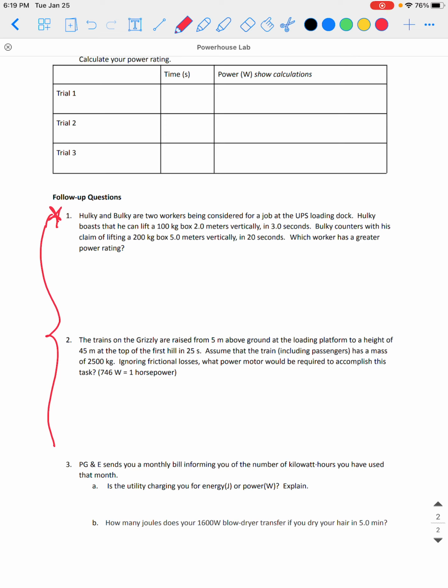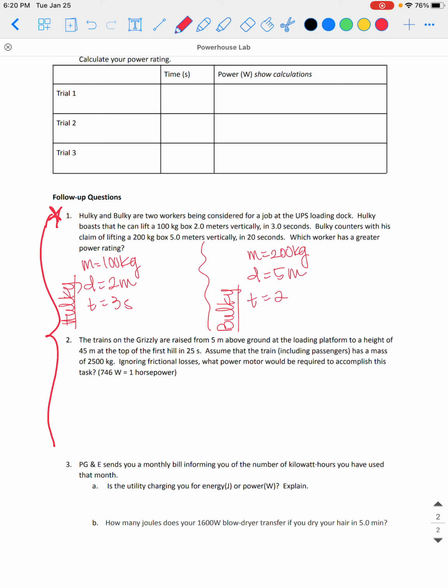We've got Hulky and Bulky, so I'm going to put Hulky and Bulky's information here. First of all, it says Hulky can lift a mass of 100 kilograms, a distance of 2 meters, and he can do it in 3 seconds. Bulky can lift a mass of 200 kilograms, and the distance is 5 meters, and the time would be 20 seconds. So what it's asking us to calculate is who has the greater power.